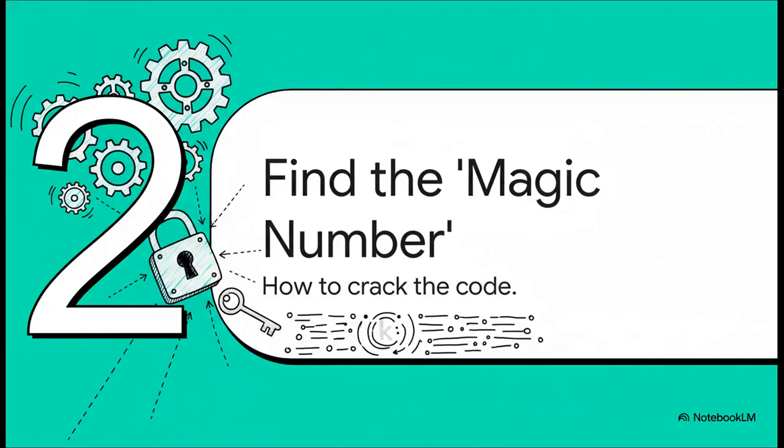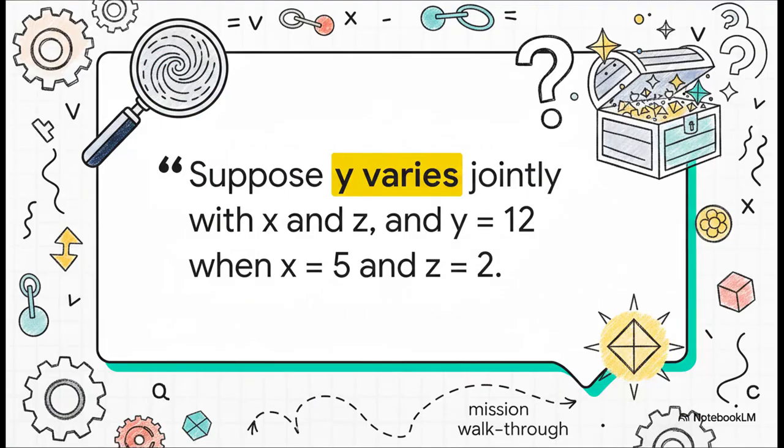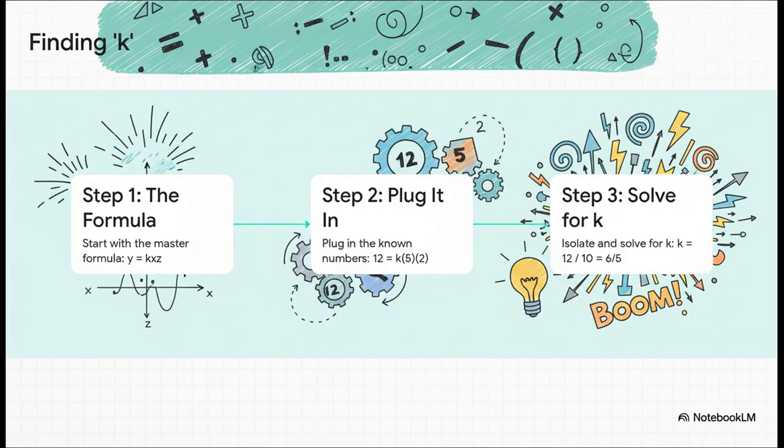So how do we actually use this thing? Well, every one of these relationships has this little secret ingredient, the letter k. The official name is the constant of variation, but I think magic number sounds way better. Finding it is always your first step. Let's go on a quick mission, you and me. We'll use this exact problem from our source material. The goal is super simple: find our magic number k. And honestly, it's as easy as 1, 2, 3.